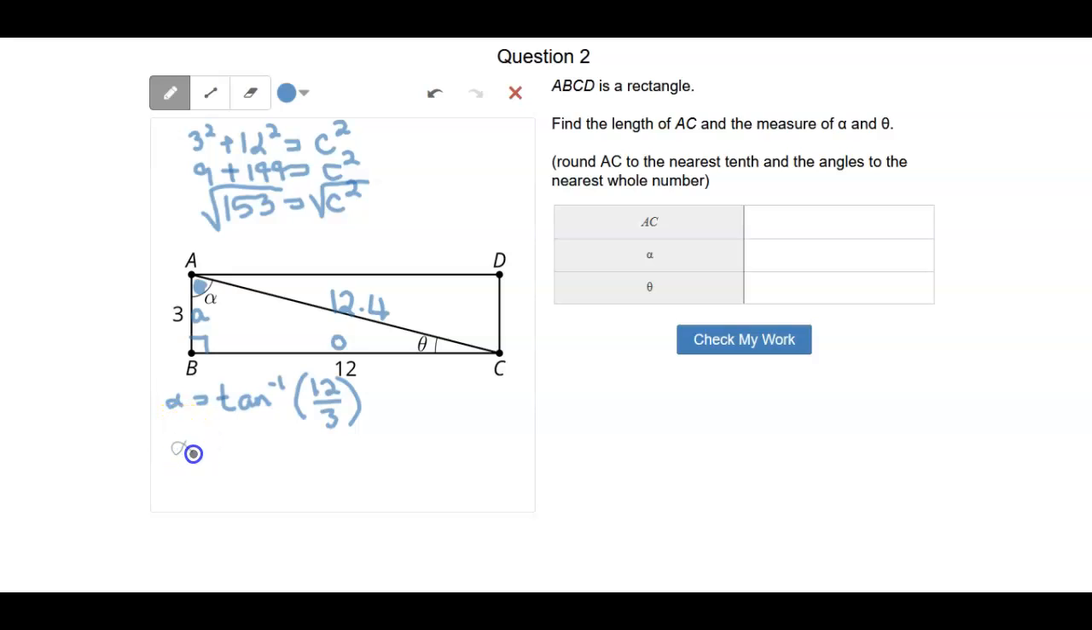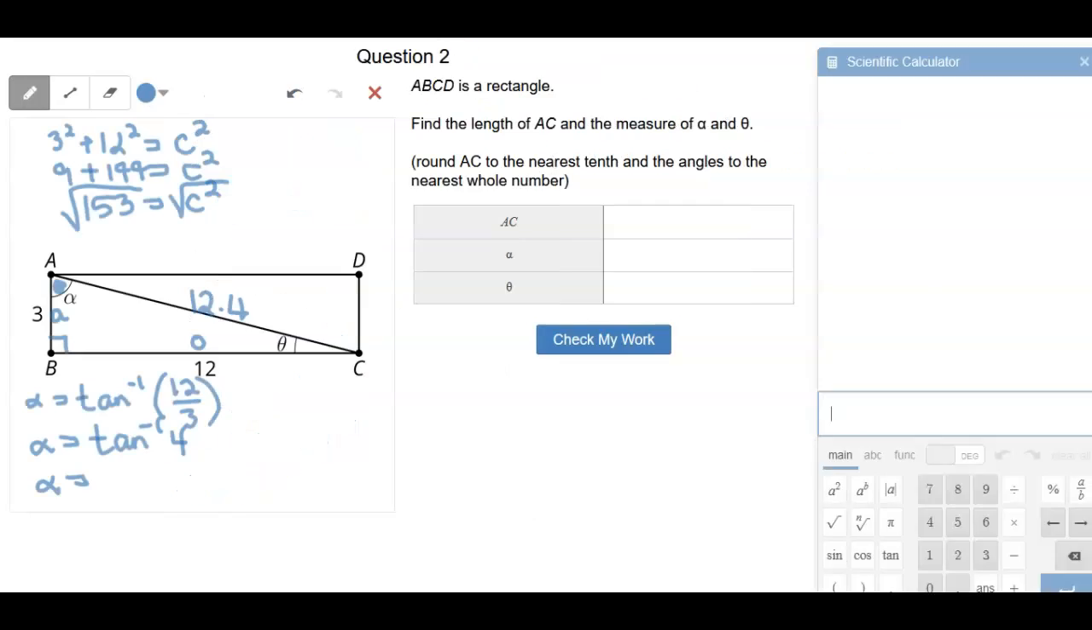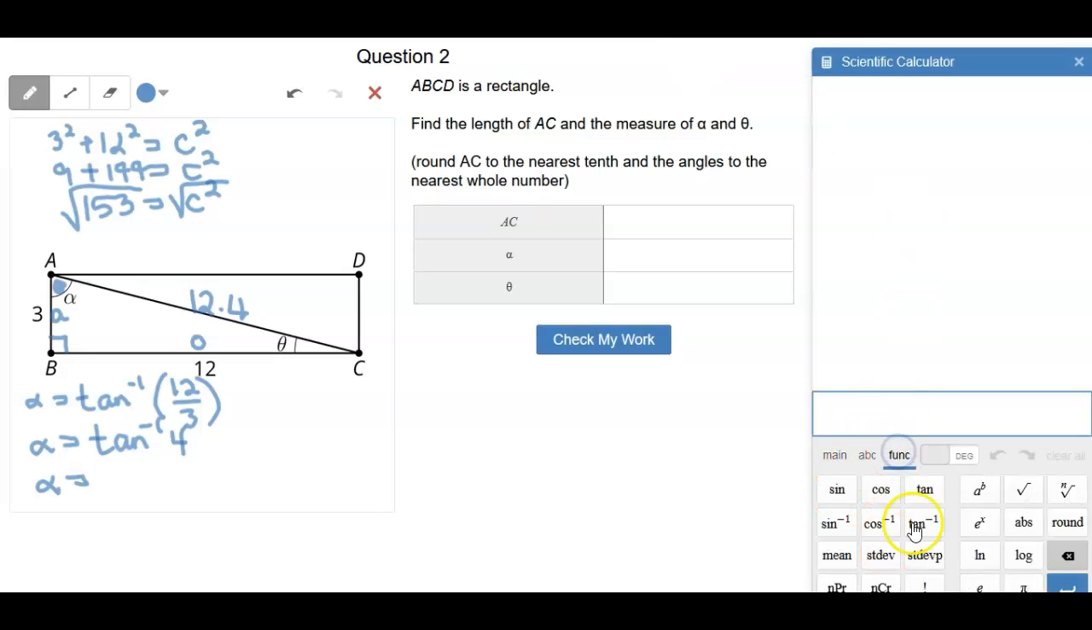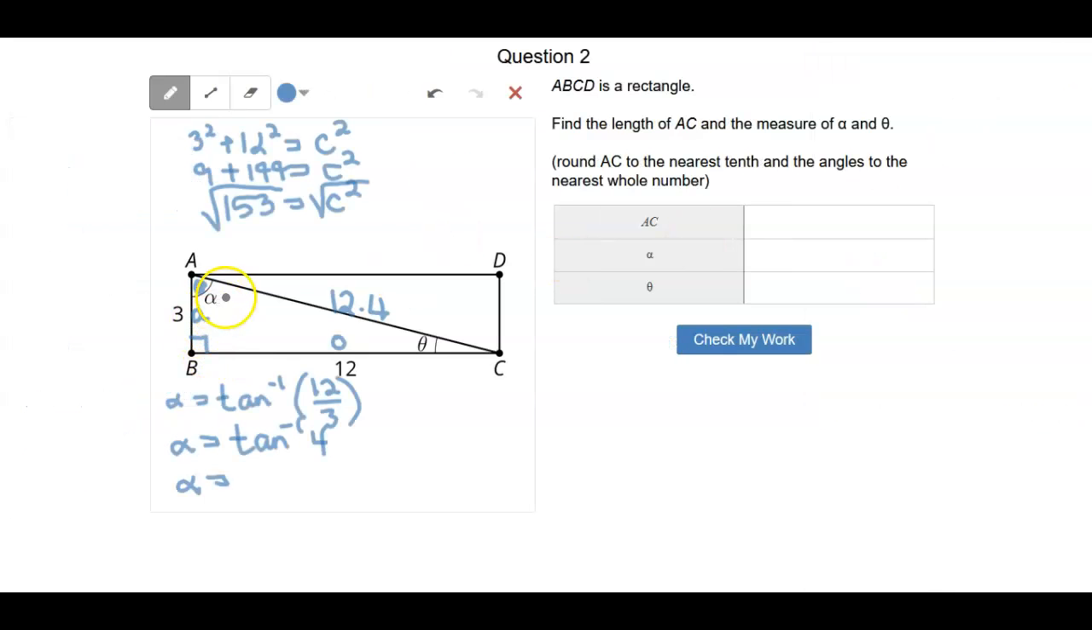So if you wanted to, you could just do the inverse tangent of 4. And so when we pull that up and do that on our calculator, go to the function side, inverse tangent of 4, and it's about 76. So alpha is 76 degrees. And we know that these two angles here have to add up to 90 degrees. So if this is 76 degrees, then this one would have to be 14 degrees.